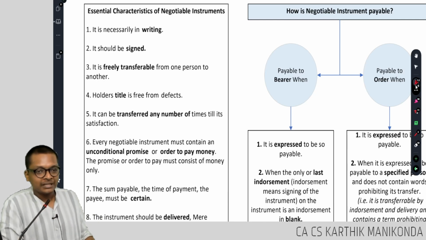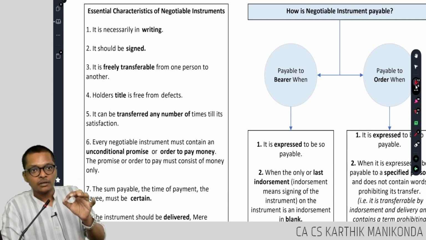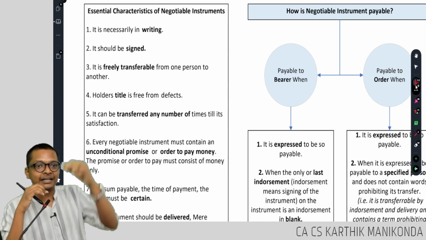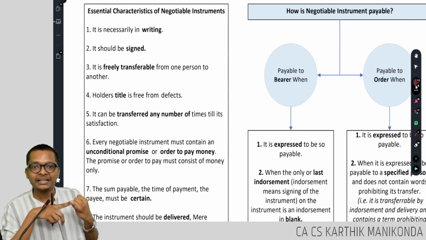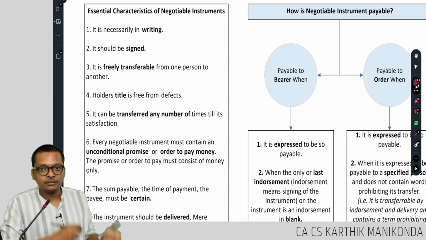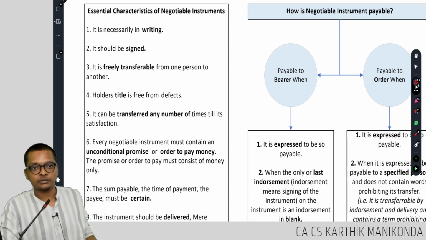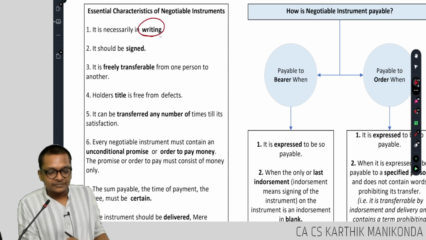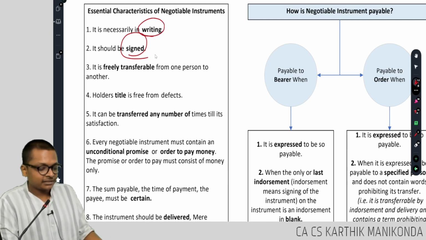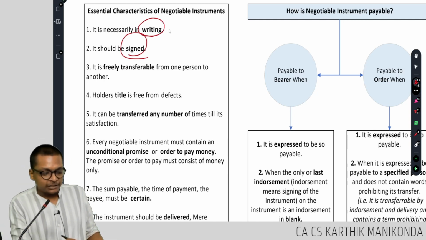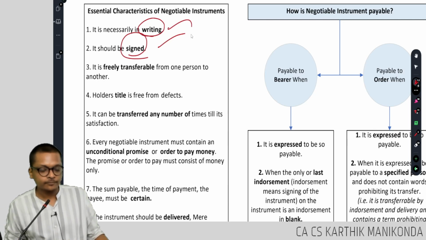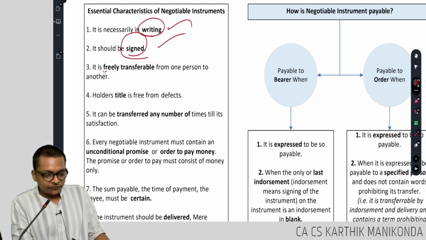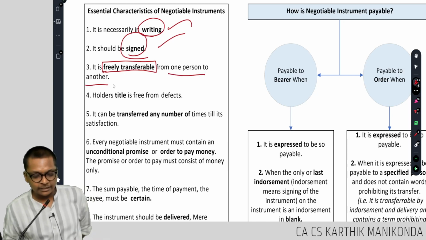Okay, now, can I give you a check that is oral? It has to be in writing. Can I give you a check without signing? I can give, but there is no use. You can't encash it, correct? Are you following? So check has to be in writing. Check has to be signed. That means every negotiable instrument has to be in writing. It has to be signed. It is freely transferable from one person to another person. What do you mean by this?